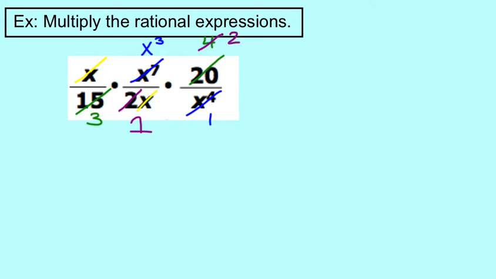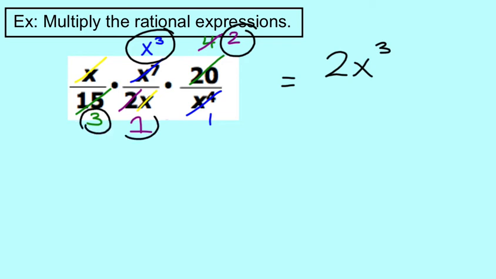So what I'm left with in the numerator is my x cubed and my 2. So that becomes 2x cubed. And this becomes a 3, a 1, and a 1, which is just a 3. My domain restriction is x cannot be 0.